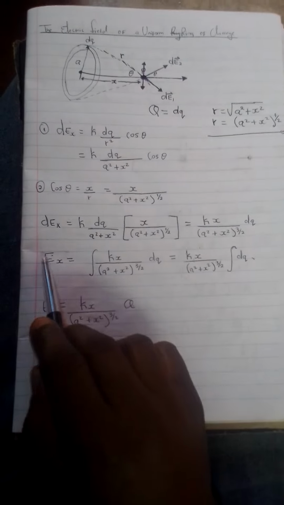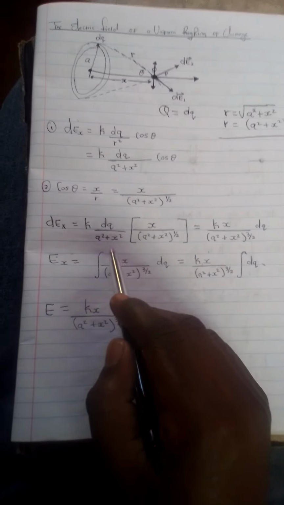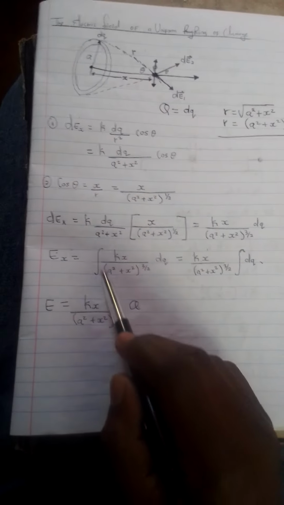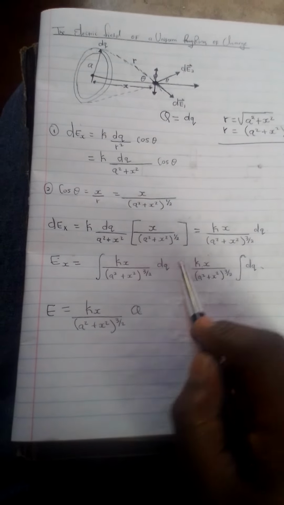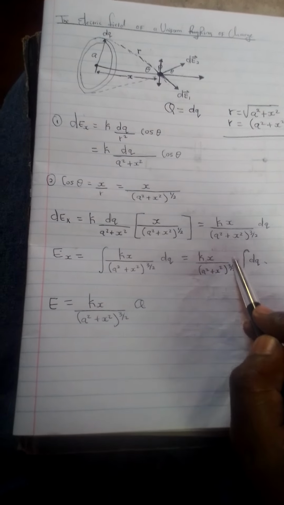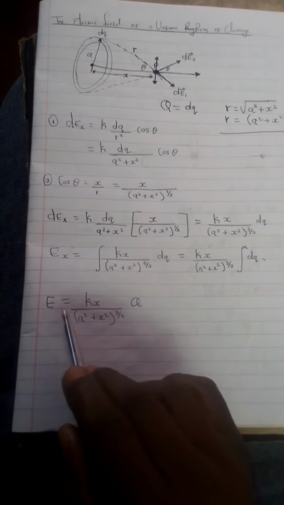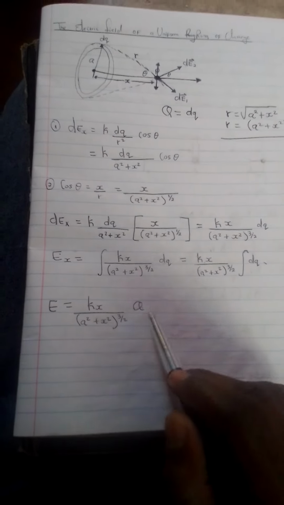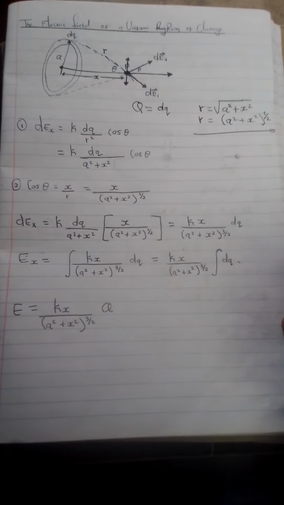Okay, then Ex is equal to, now I integrate. When I integrate, the important thing is I take out the constants. Okay, I have kx all over a squared plus x squared to the power of 3 over 2 dq. Remember that I said that dq is equal to q. All right. E is equal to kx all over a squared plus x squared to the power of 3 over 2, and I allow this dq to be equal to q. Okay, thank you. This is the ring of charge.